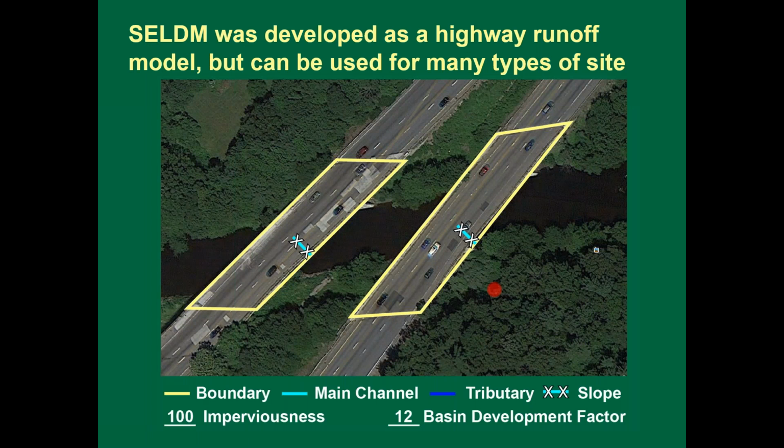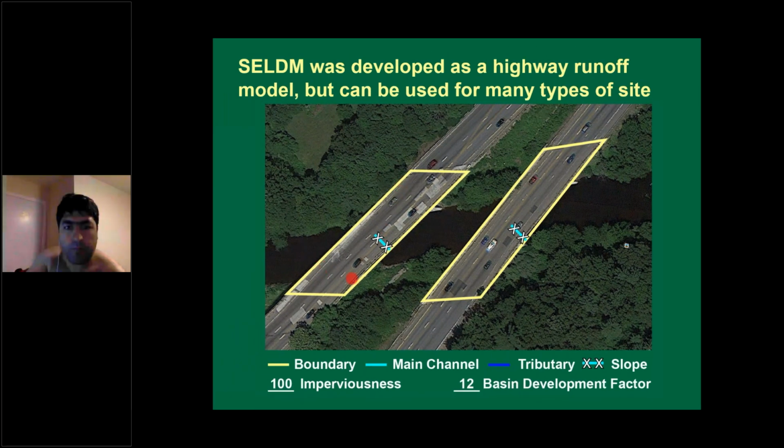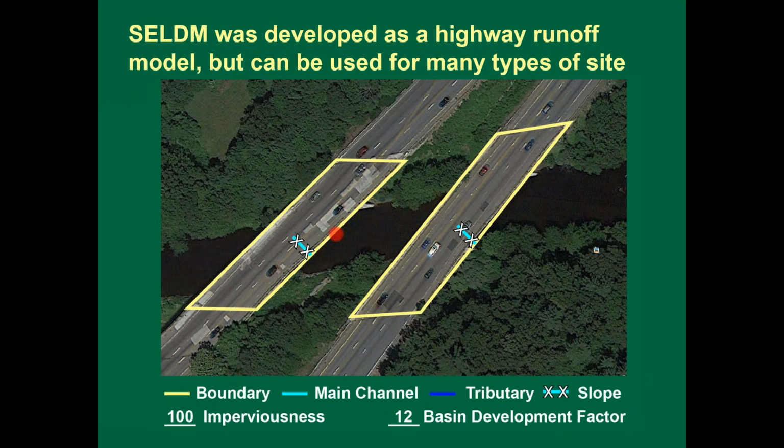So I said SELDM can be a literal site, so a bridge over a stream. When we look at this, I think it's I-95 over the Charles River in Massachusetts. If we look at a literal site, we can look at how each of these bridges contributes to the water quality in the stream. But if we think about it, what do we really care about?